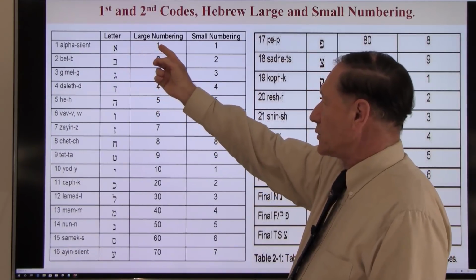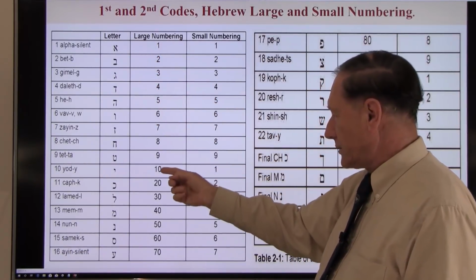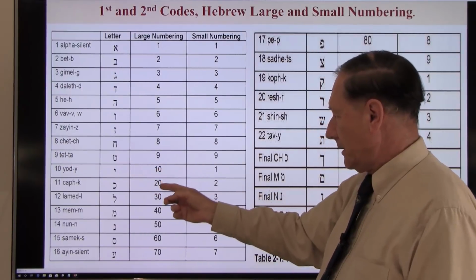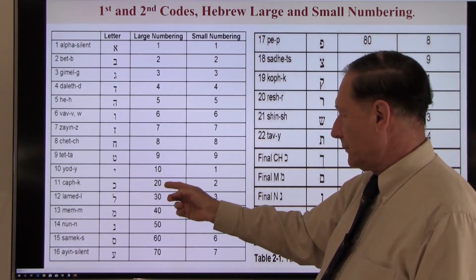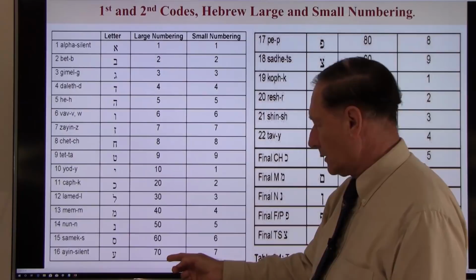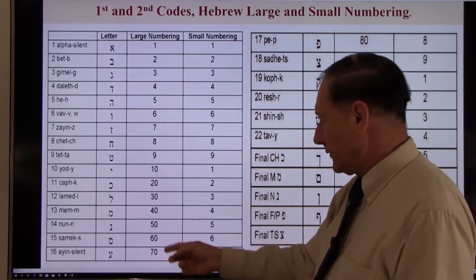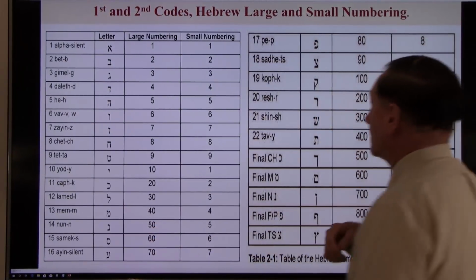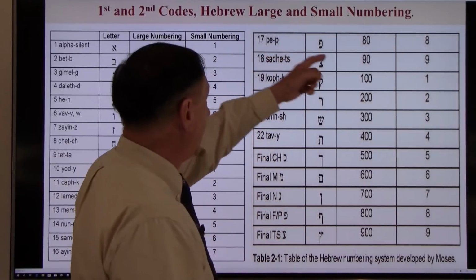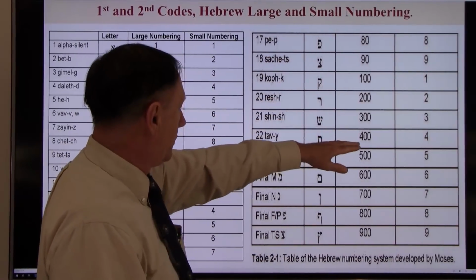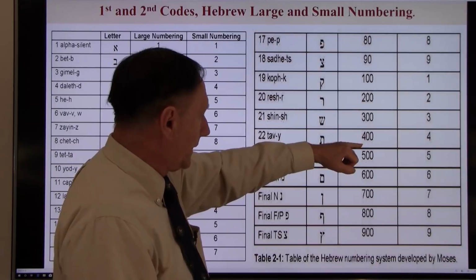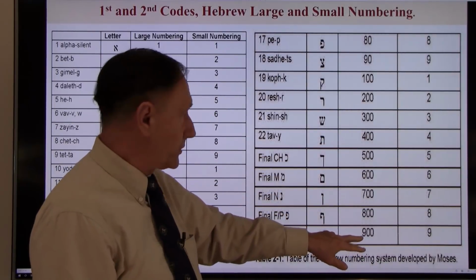So Aleph is 1, 2, 3, 4. It goes on like this. And then from Yud, it's 10. Kaf, 20. It goes on like that for each one of the letters. Nun is 50. Pei is 80, 90, all the way up to 400. There's your 22 letters. But he needed more to make big numbers.